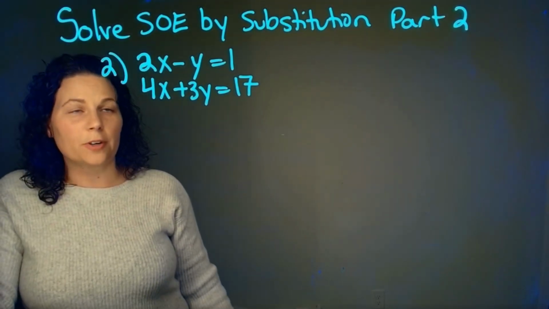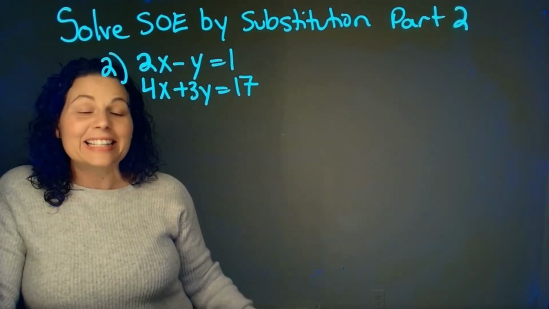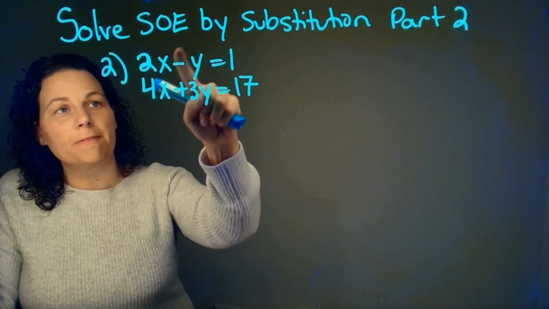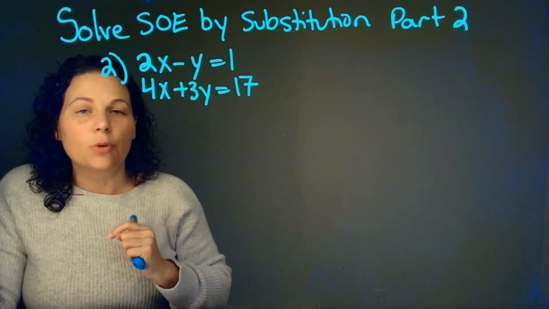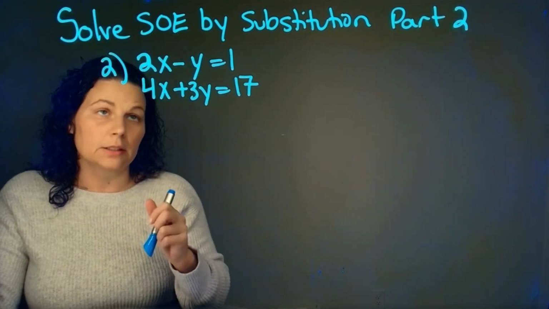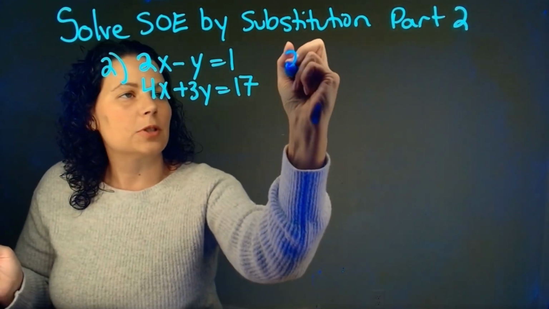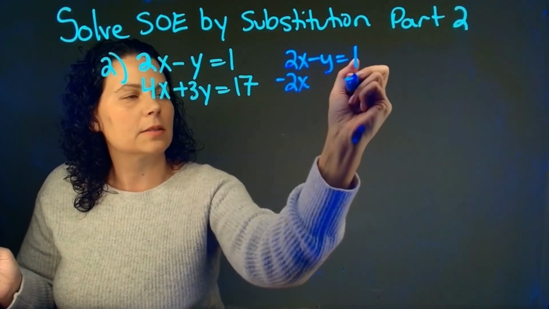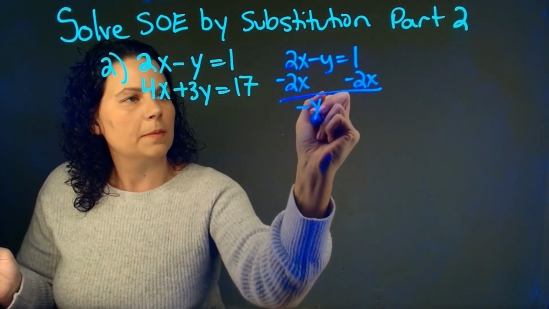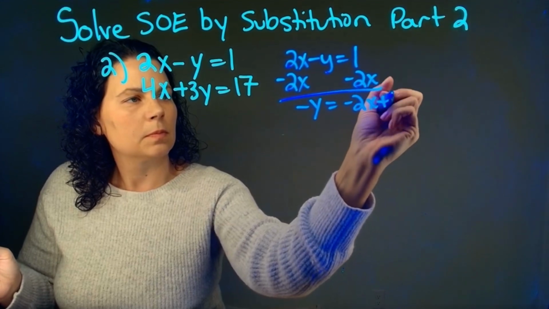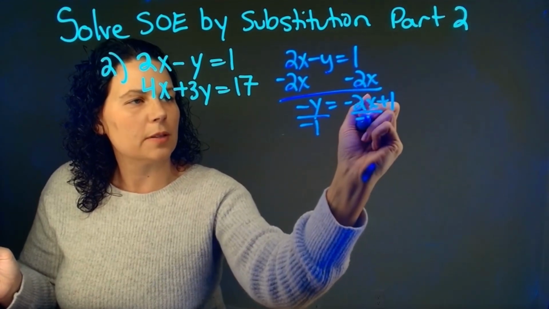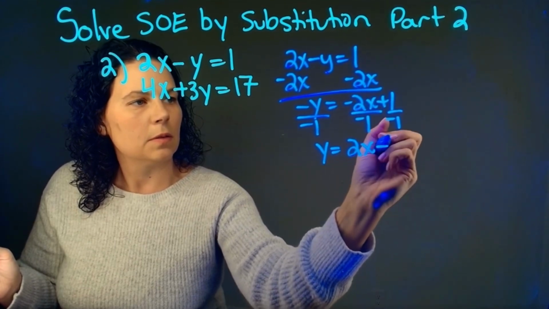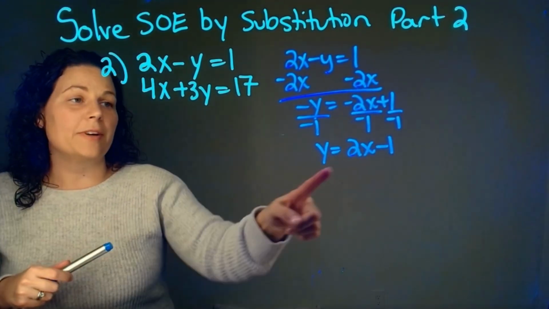Alrighty, here's another one for us to solve. Now, technically, I can solve for any of these variables, but I'm going to solve for this first y so that I can avoid fractions, hopefully. So let's take that first one. 2x minus y equals 1. I'm going to subtract 2x. Divide everything by -1. So I divide this piece and this piece by -1. So this way I have a variable by itself.